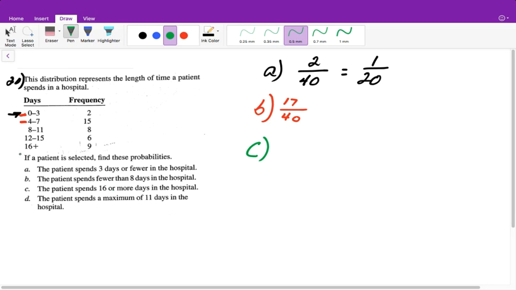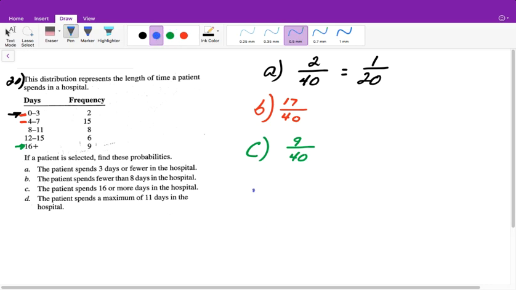All right, for C, the patient spends 16 or more days in the hospital. So that means we're only looking for 16 or more. We're not looking for anything less. So that's just this part right here. So there's 9 people that spent 16 or more days in the hospital, and there's a total of 40. Once again, there's no common multiple here, so there's nothing we can reduce it by, so it's 9 out of 40.